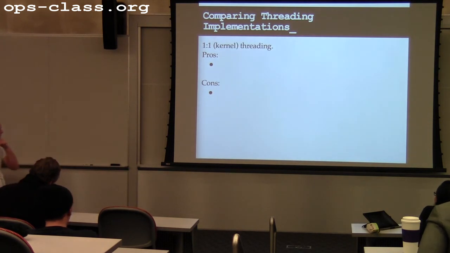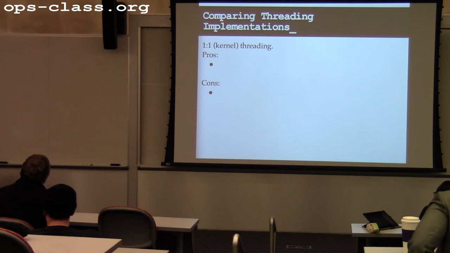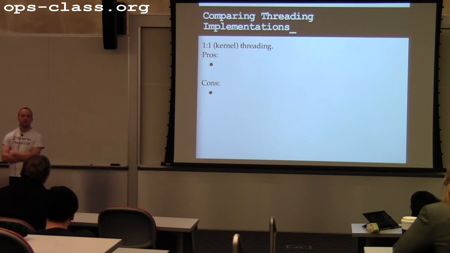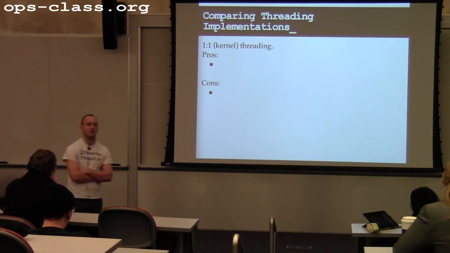Okay, so now what about the one-to-one kernel threading model? I tell the kernel about every thread. I don't hide any information from it. So what about pros and cons here? Really, it's to some degree the inverse of what we just did.